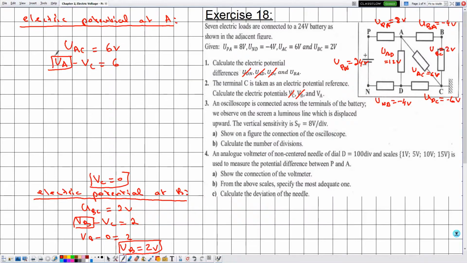So what's the type of this equation? Linear equation with one unknown. VA minus 0 is equal to 6. Then in this case, the electric potential at the point A is given by 6 volts.